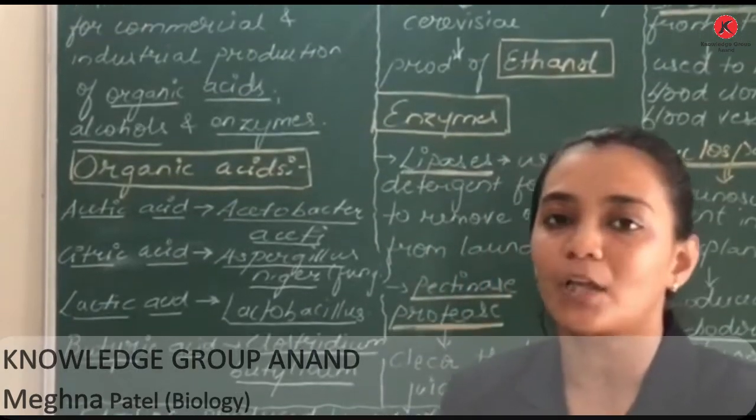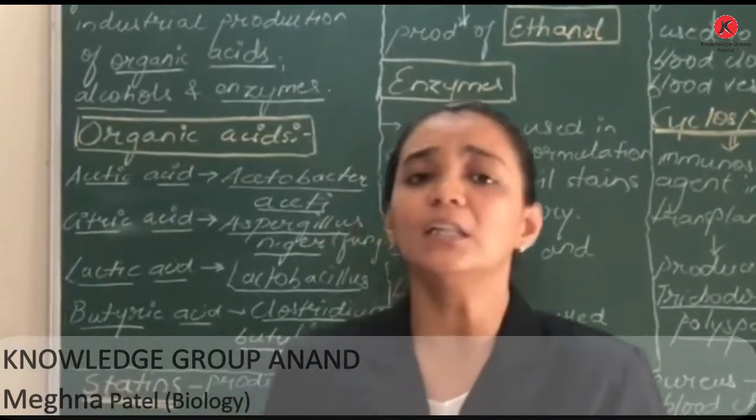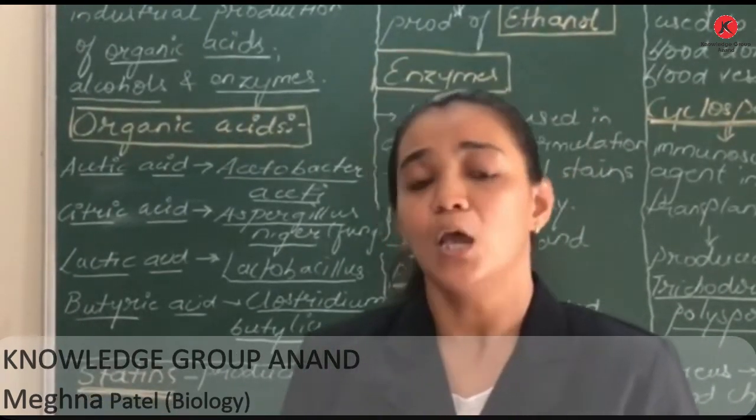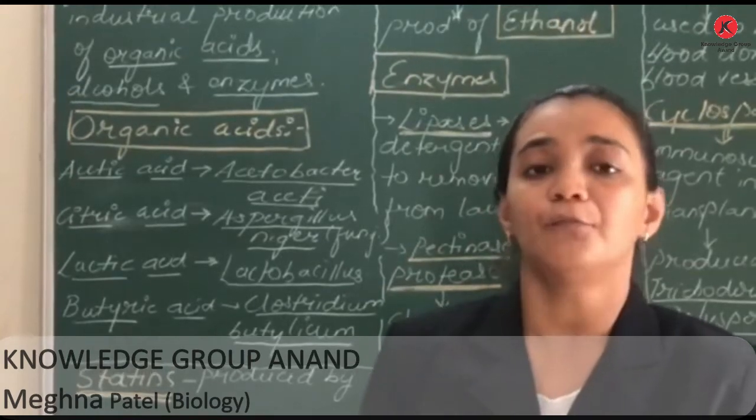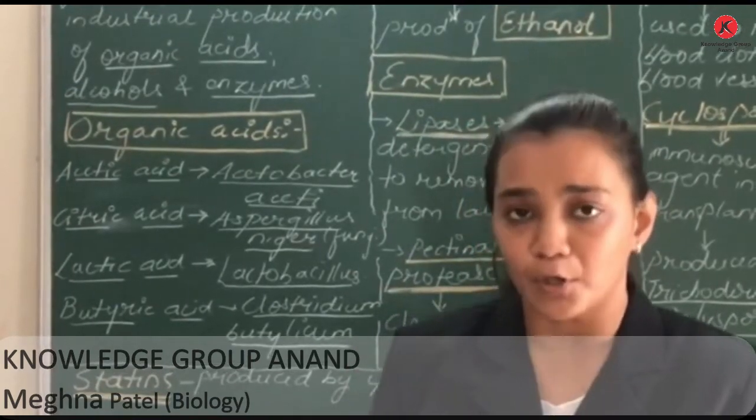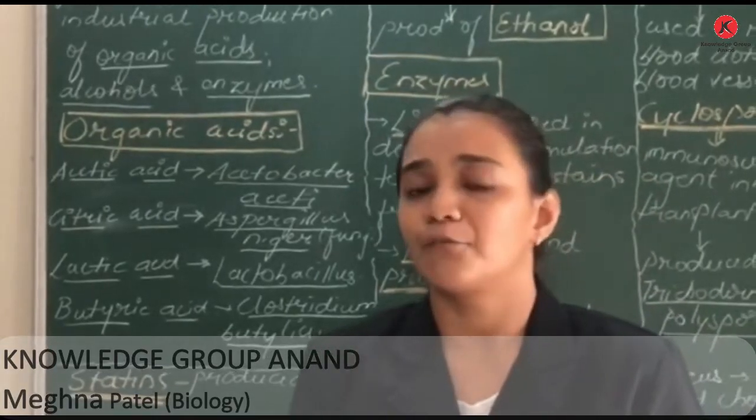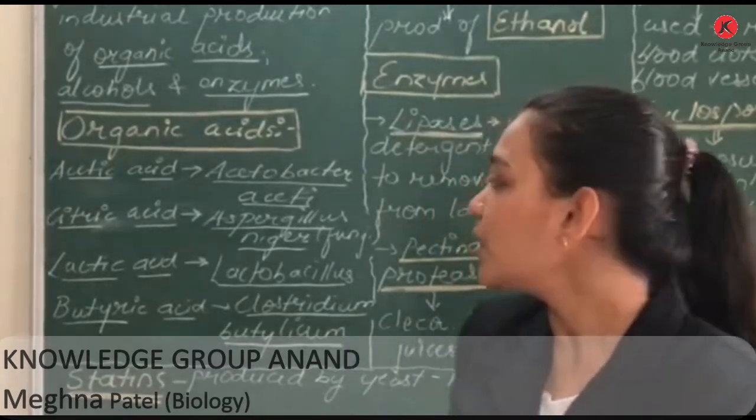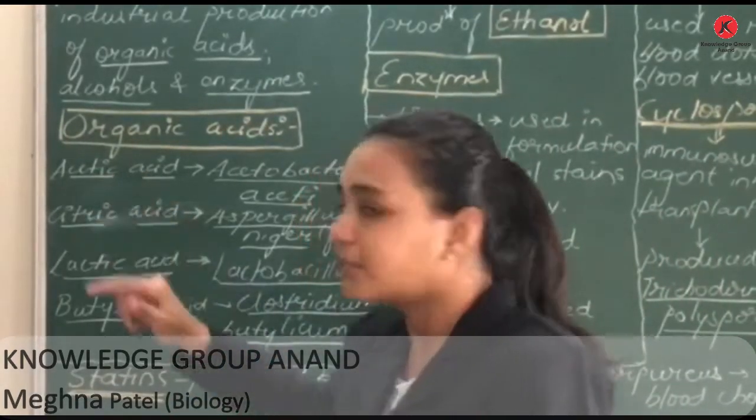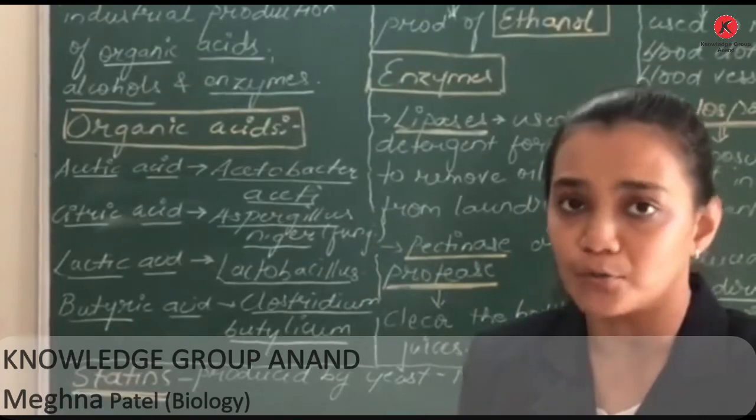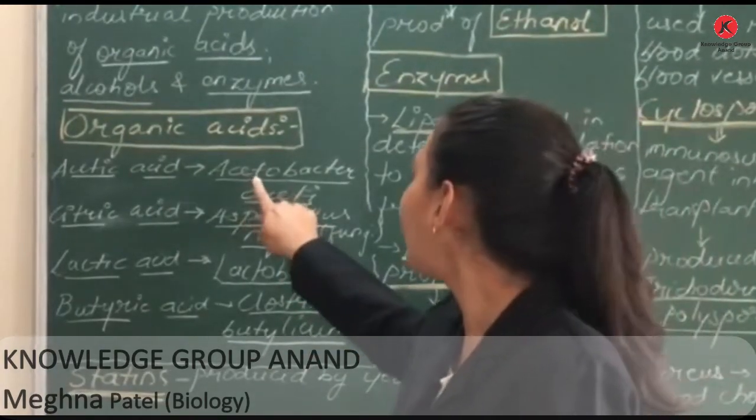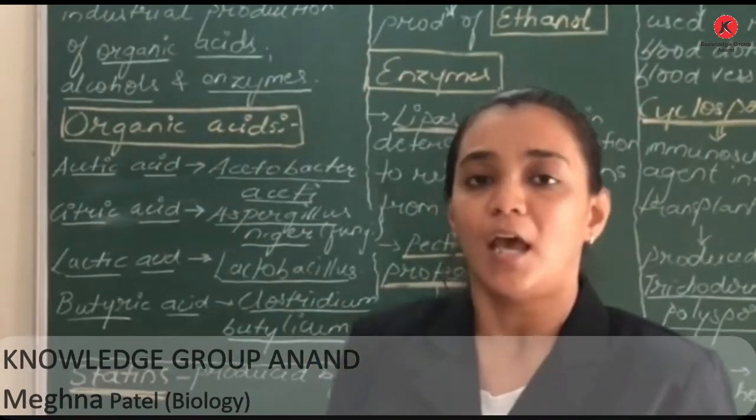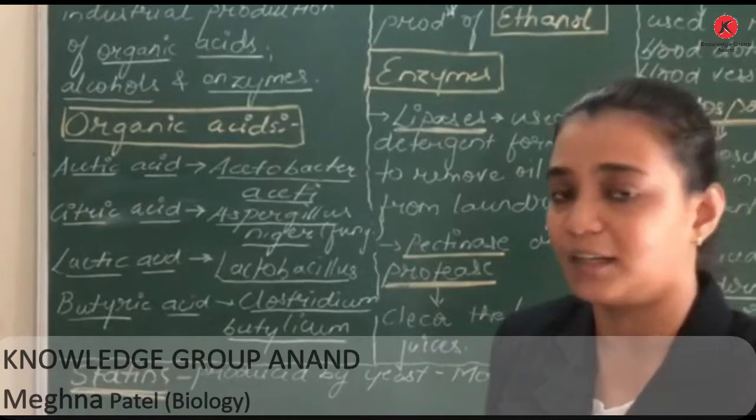Different types of organic acids are used for medicine purposes. They are also used on a large scale in chemistry laboratories for testing and analysis. All these organic acids are produced using different types of microbes. Some are bacteria, some are fungi. First, let us discuss acetic acid. Acetic acid is produced using the microbe Acetobacter aceti, which is a bacterium.